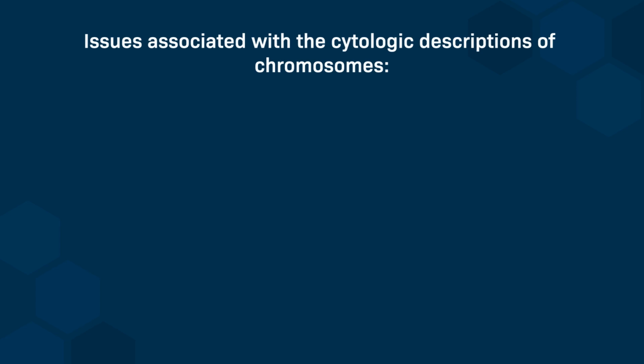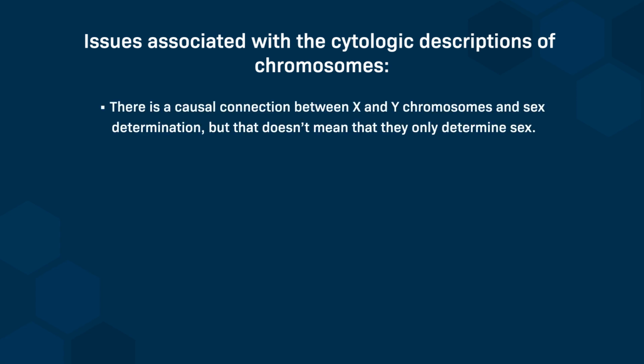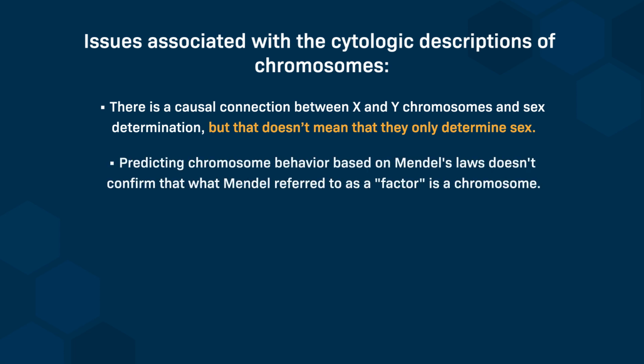We'll begin with issues that were associated with the cytological description of chromosomes, in other words, how they appeared under a microscope. By observing the assortment of chromosomes in cells, the experiments showed that there was a causal connection between the X and Y chromosomes and sex determination. However, this does not mean that the X and Y chromosomes are solely sex determinants. We know that the behavior of chromosomes can be predicted by Mendel's laws. However, this doesn't necessarily mean that what Mendel described as a factor is a chromosome.